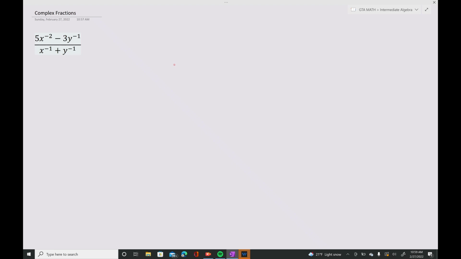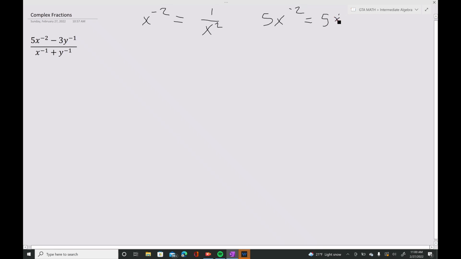Whenever we have negative exponents, like x to the negative 2, this is really the same thing as 1 over x squared, right? If we have something like 5x to the negative 2, hint, hint, this is really 5 times, in parentheses, 1 over x squared, which really just becomes 5 over x squared. Just giving you a forewarning so you're not surprised at what you may see later in this video.